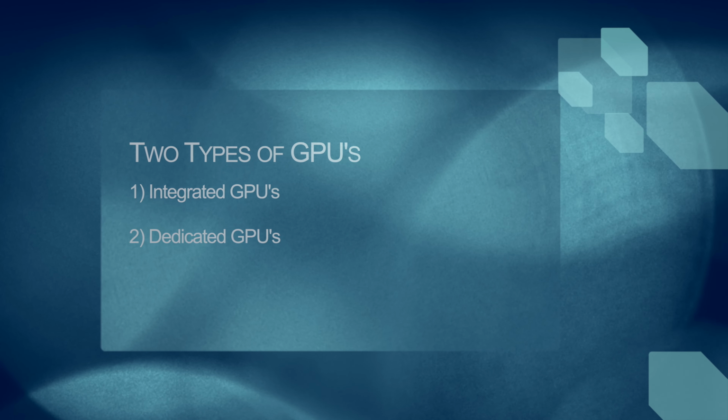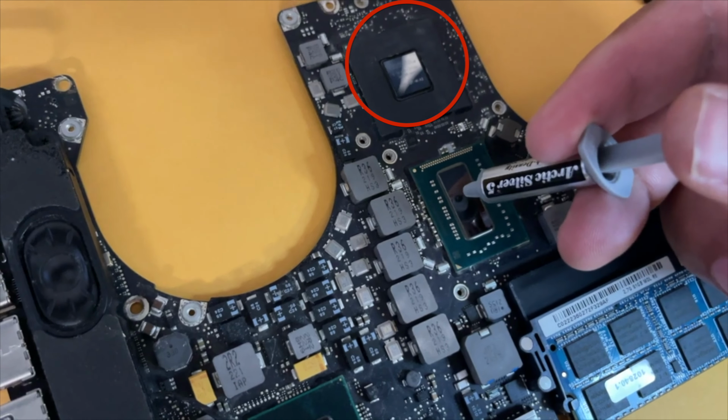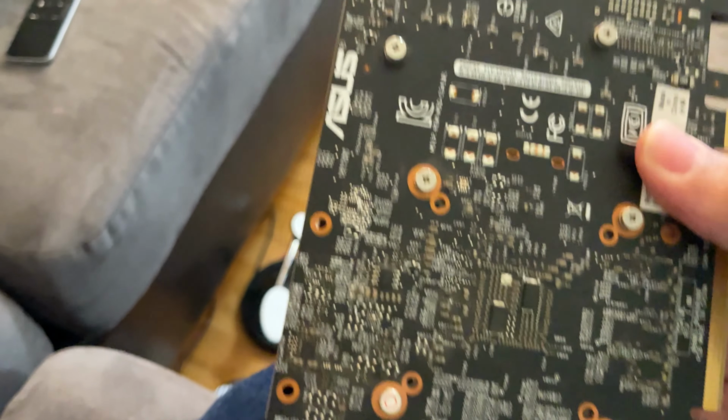There are two types of GPUs, integrated and dedicated. Integrated GPUs are chips typically soldered onto a motherboard, whereas a dedicated GPU is a separate device plugged into one of the motherboard's PCI lanes.